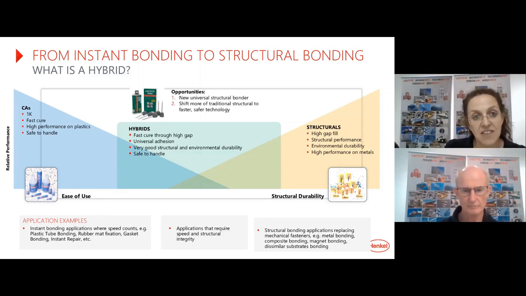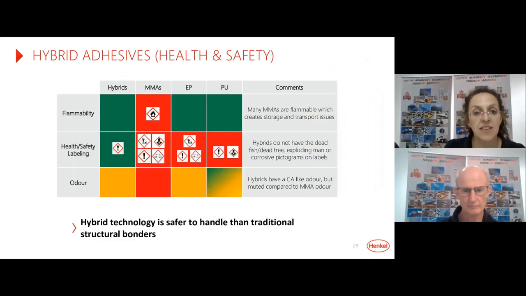Now, in addition to these two advantages, they also have some significant health and safety advantages. So you can see here in terms of hazard symbols, the traditional technologies that we have do have a number of hazards associated with them, whereas the hybrid adhesives have minimal hazards present.